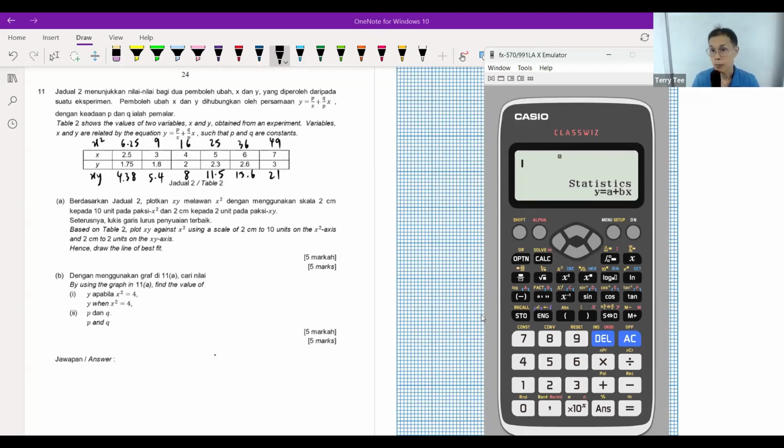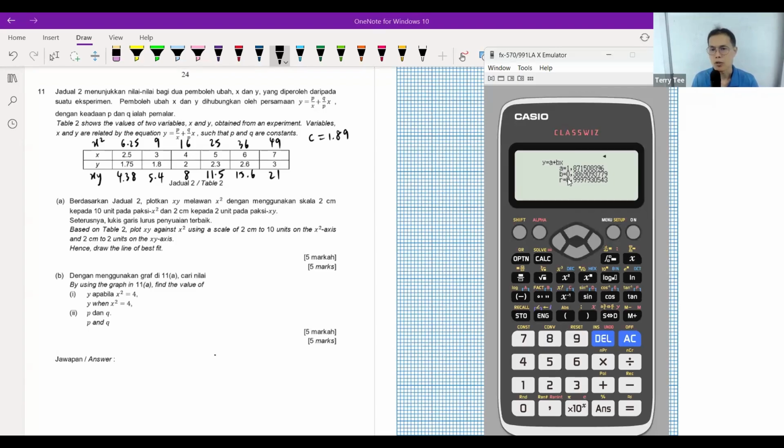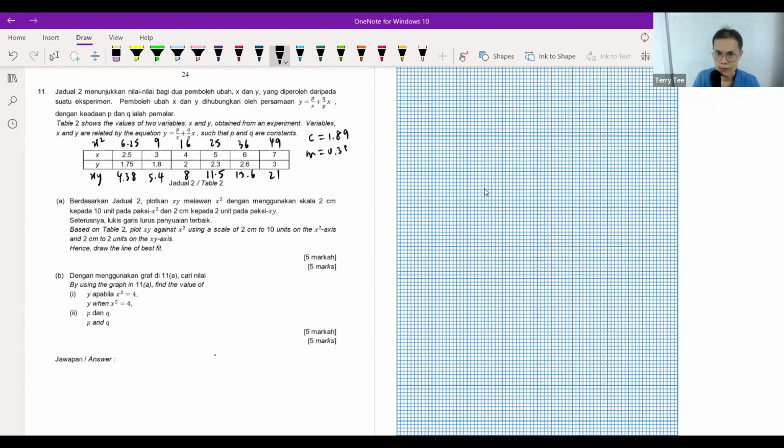Okay, so after you key in all the x and y value, you go to AC, press OPTN for option, go to number 3, regression calculator. So notice that your A value is 1.89. A here is your y-intercept. So your y-intercept is 1.89. You're supposed to get this. Okay, later we verify from the graph. Okay, your B is your gradient, 0.387. Your gradient is supposed to be 0.387. Okay, so as long as my answer is close to this is fine.